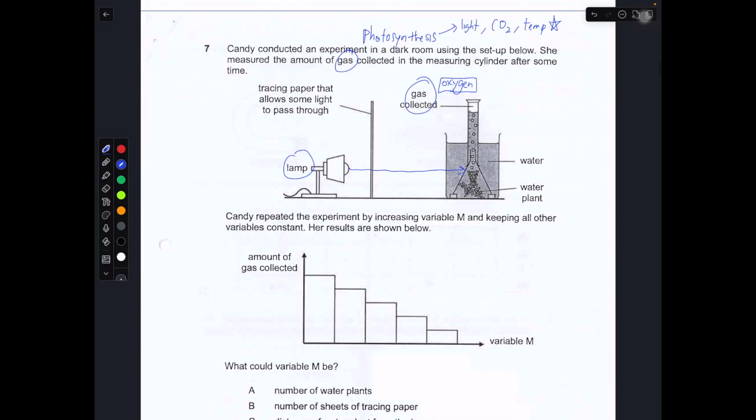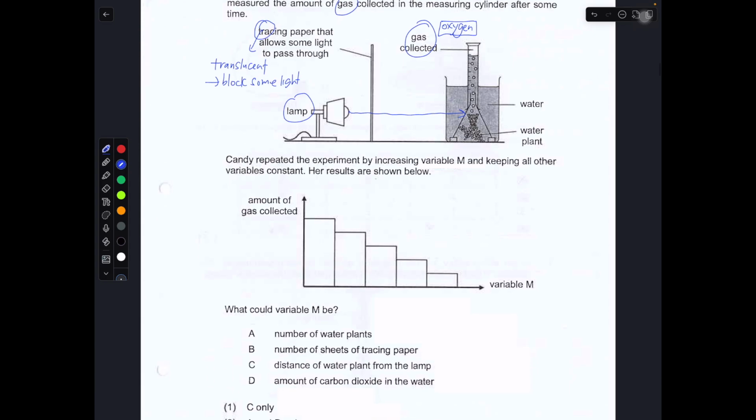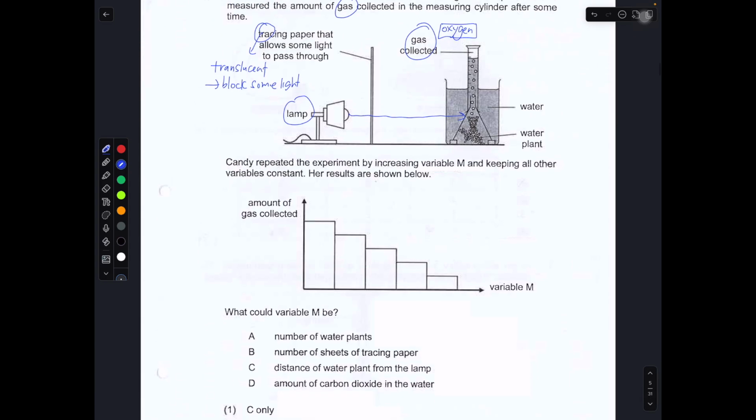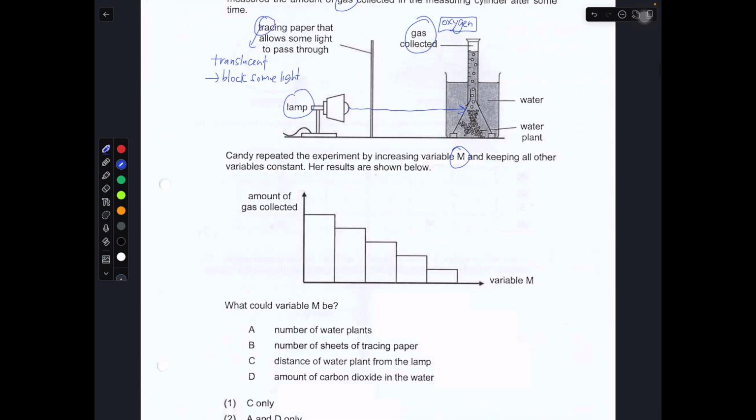Okay, so there's tracing paper that allowed some light to pass through. This is trying to suggest to you that this material is translucent, and it will block some light, allowing less light to pass through. So can they repeat the experiment by increasing M? Okay, keeping all the rest of the variables constant. Her result is shown below. The amount of gas collected versus M is plotted in this graph.